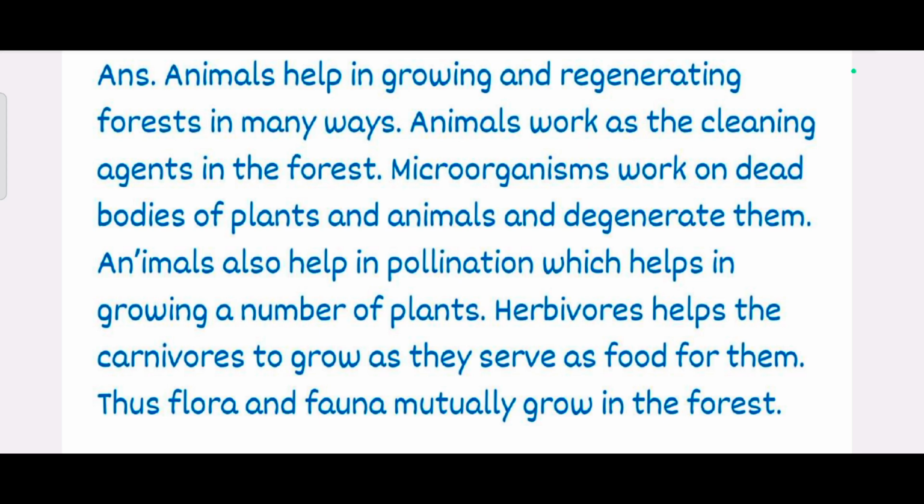Animals also help in pollination, which helps in growing a number of plants.